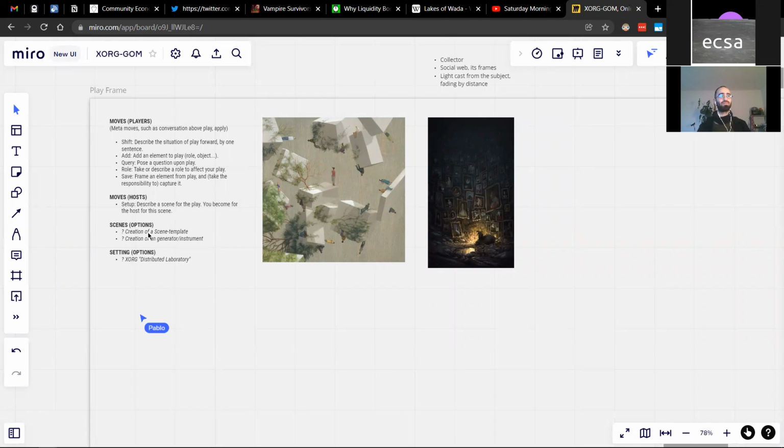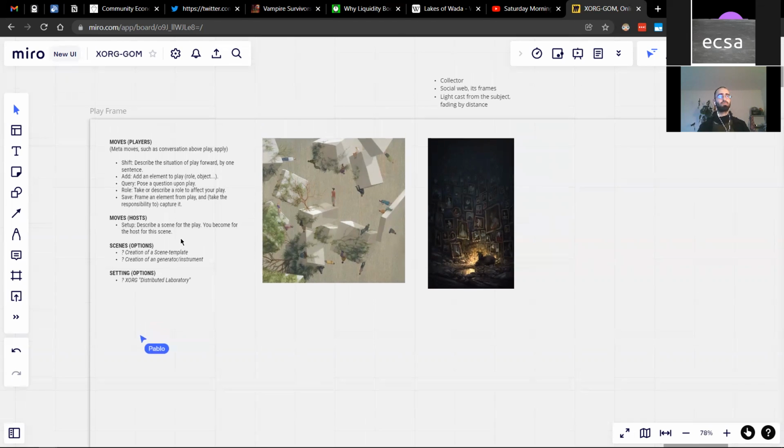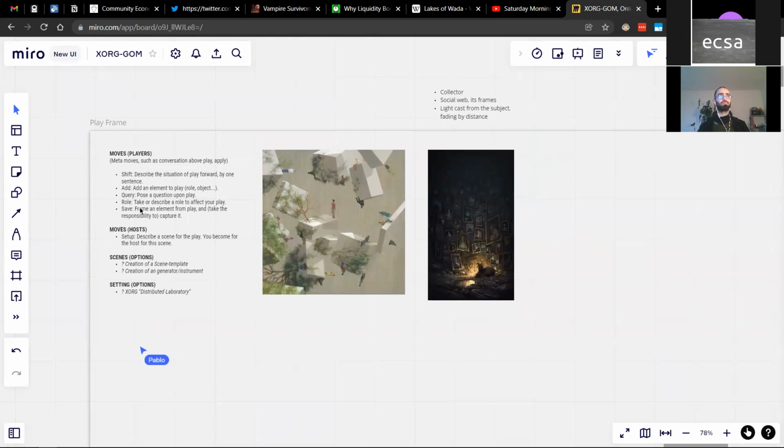And then the scenes, as an option, are almost like situations in the distributed laboratory, potentially like a creation of a generator or instrument, or creation of a scene template. Of course, could be something else. But then the moves: first of all, as in the last few weeks, the meta move of conversing over the play applies. But then one can always make a move.